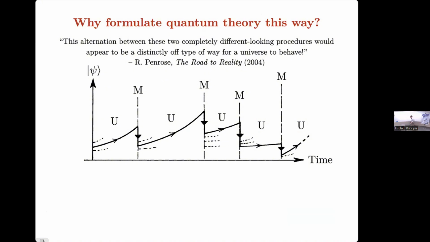So, okay, I want to come back to this point of time being eliminated. This is a very nice picture from Roger Penrose's book, The Road to Reality. And he talks about the dynamics in quantum theory as this jump between these two processes. He says this alternation between two completely different looking procedures would appear to be a distinctly odd way for a universe to behave. So he's talking about, we have some unitary evolution, then some measurement and some collapse of the wave function, whatever that is, and then some unitary evolution again, with reduction, R.